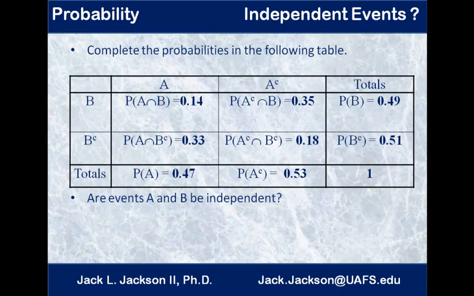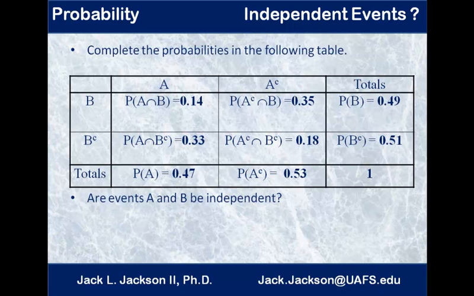So adding those 2 probabilities together gives us the probability of B, because once again there's no overlap of those 2 pieces. Those 2 pieces make up all of B, and there's no overlap, so we can just add them up to get the total probability of B. And of course that's 0.49.